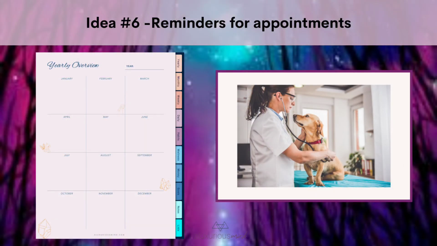So your yearly overview layout can also be useful for tracking annual, semi-annual, or quarterly appointments that you might have throughout the year. So thinking more along the lines of medical appointments for humans, such as vision checks or other wellness visits. Also, don't forget about checkups for your pets, and annual vaccinations can also be tracked here.